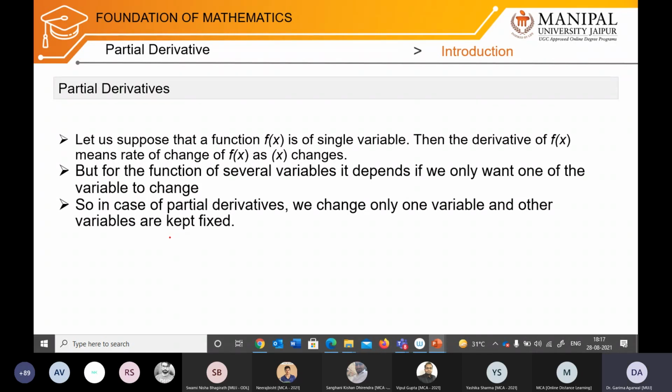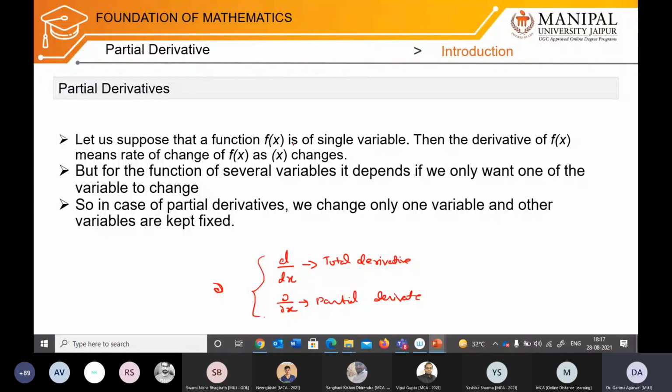So first of all, what is partial derivative and what is the difference between partial and total derivative? First thing, derivative we denote by d by dx. This is total derivative. Then del by del x, this sign is known as partial derivative. This is the notation for total and partial derivative.